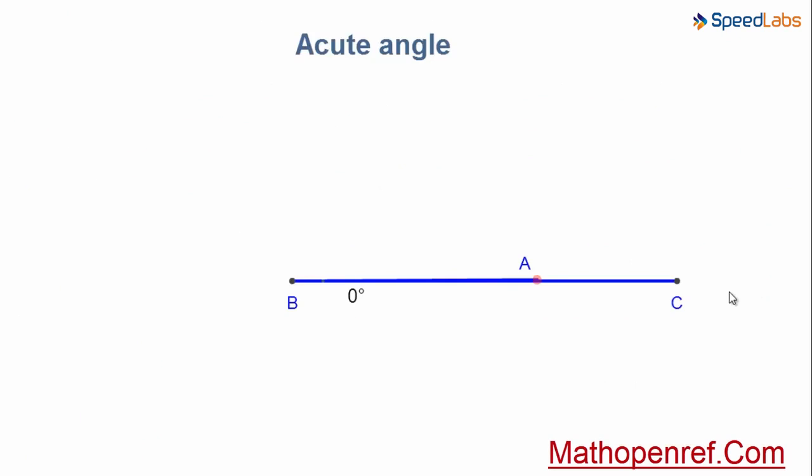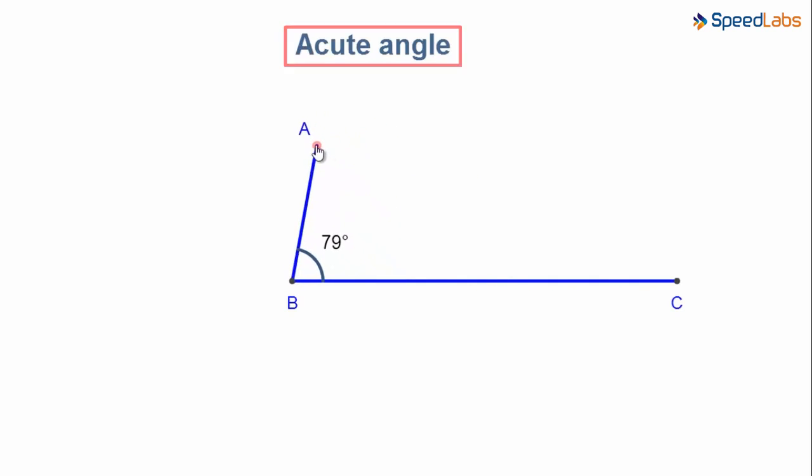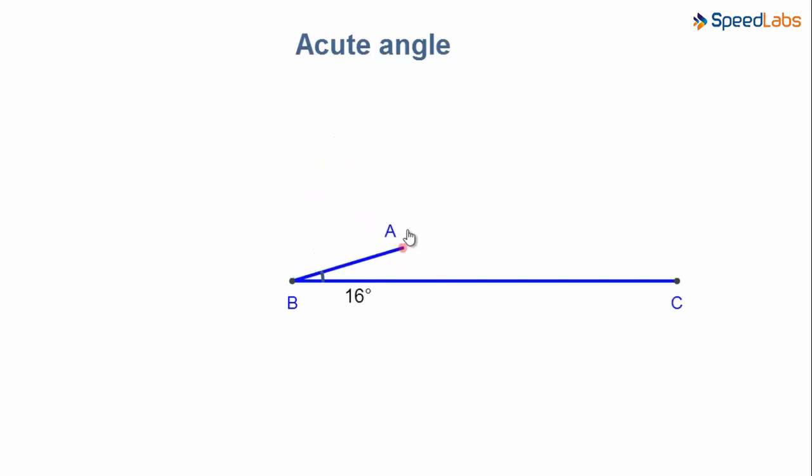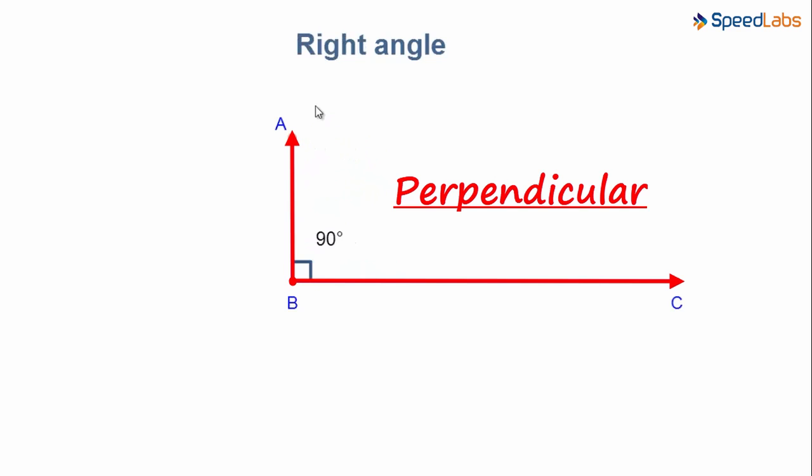This recording from mathopenreference.com will help us understand better. If the terminal arm lies anywhere between 0 and 90 degrees, it will be an acute angle. You can move the terminal arm anywhere in between 0 and 90, the angle will still be acute. At 90 degrees, it becomes a right angle. These two rays are said to be perpendicular to each other.